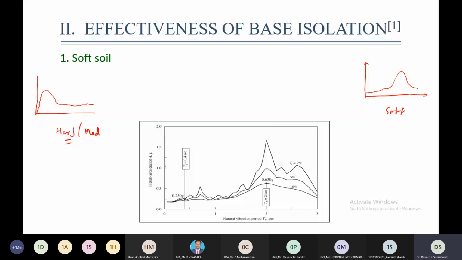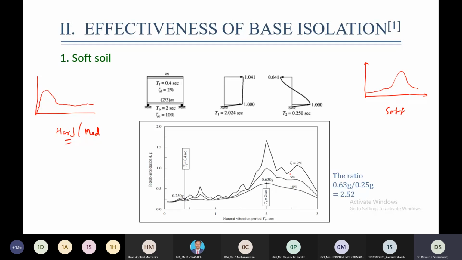Here, a typical response spectra obtained on soft soil is shown. So you can see initially the spectral acceleration is small, and at high value of time period, you will notice one hump. Okay, that there is increase in the spectral acceleration. So we take this same example over here.